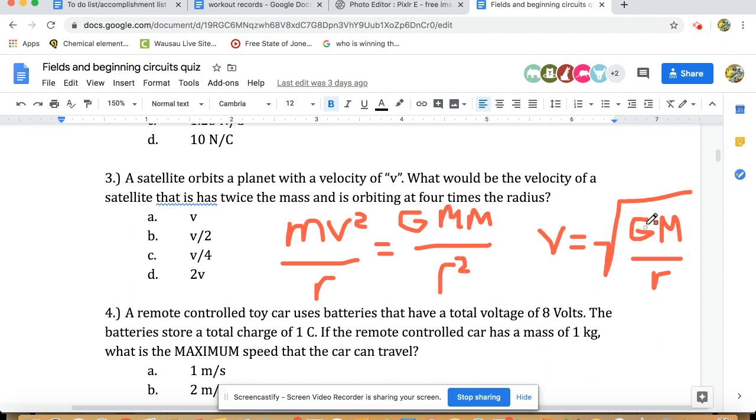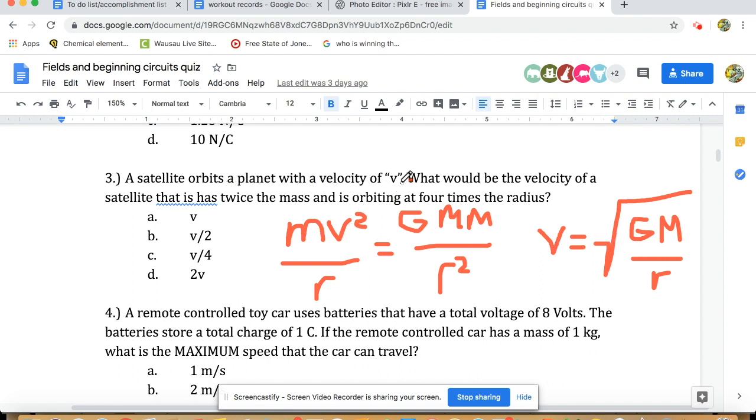So with this equation here, we can put in values. Let's just put in a value of 1 for r. G is a constant, so it doesn't matter. So we could just put 1 in for G and 1 in for M. So you get 1 times 1 over 1. Square root of that is 1. So we just get v.